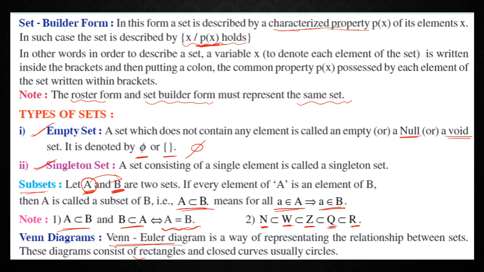In Venn diagrams we are going to have a rectangle. This rectangle is nothing but the universal set, and closed curves like circles or ovals will be used to represent a set in this chapter, right?